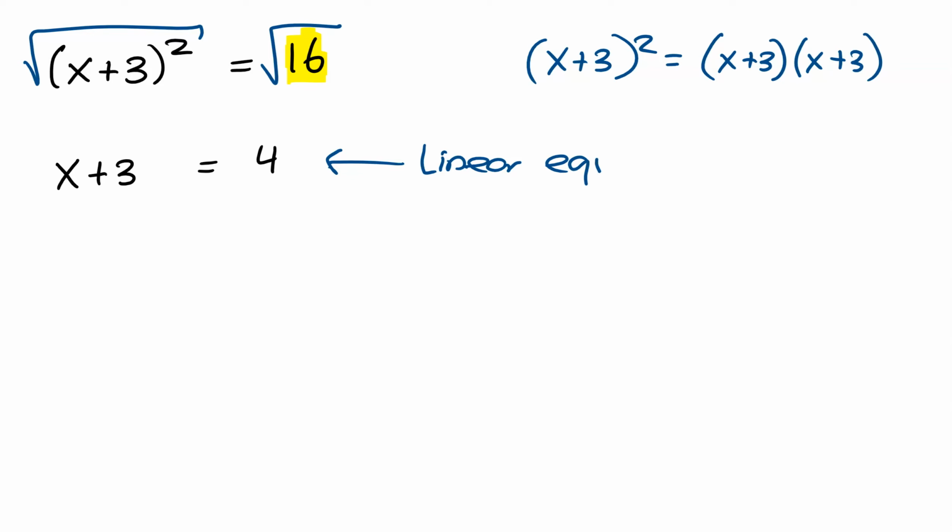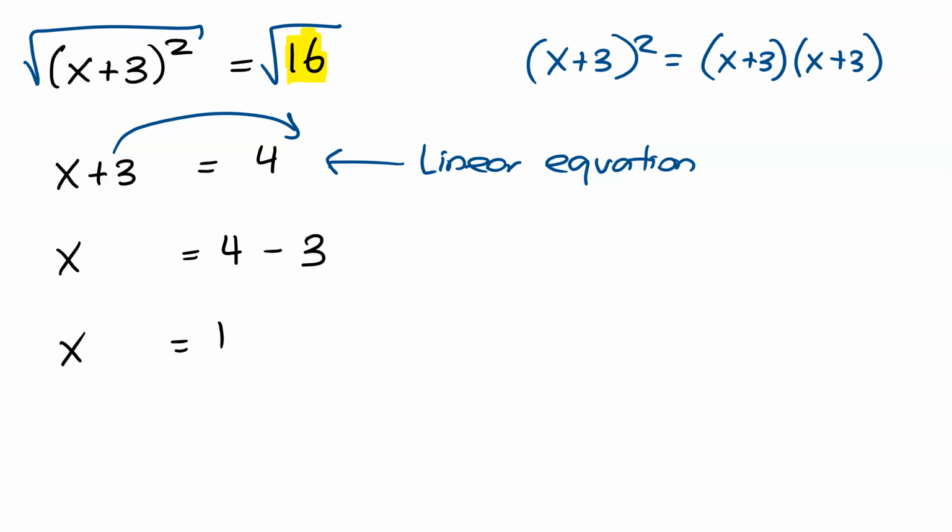Now this is just a linear equation. We can solve a linear equation quite easily. All I'll do is just take this 3 to the other side. So I'm going to have x equals 4 minus 3. Therefore x equals 1. And I've solved this expression right here.